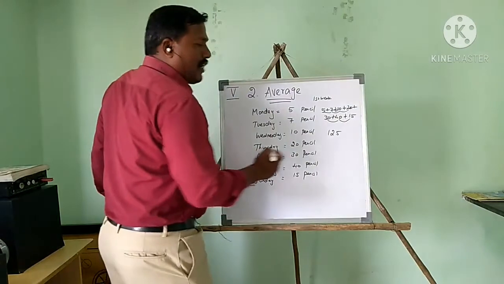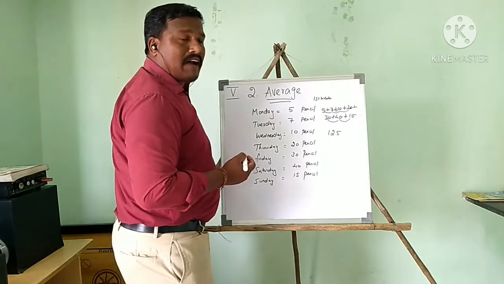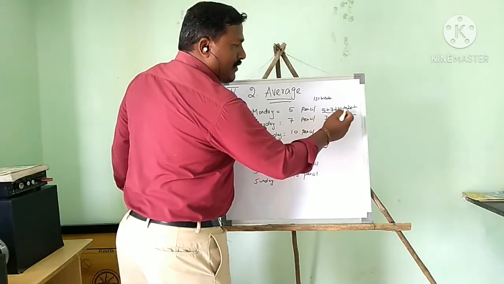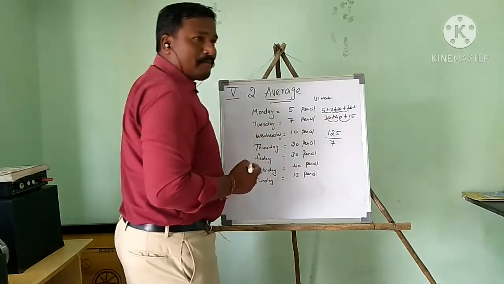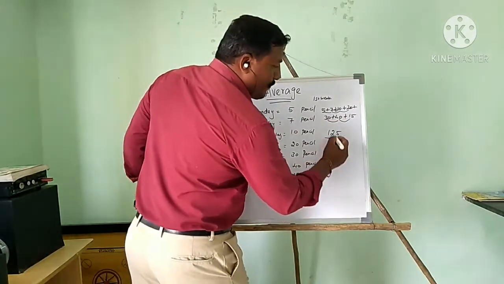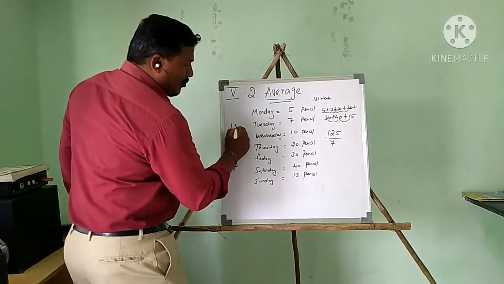So 125. I found the sum of the add-ons. Now I am going to find the number of add-ons. So 1, 2, 3, 4, 5, 6, 7. So I am going to divide by 7. If you can divide easily, fine, or else you have to do it like this.